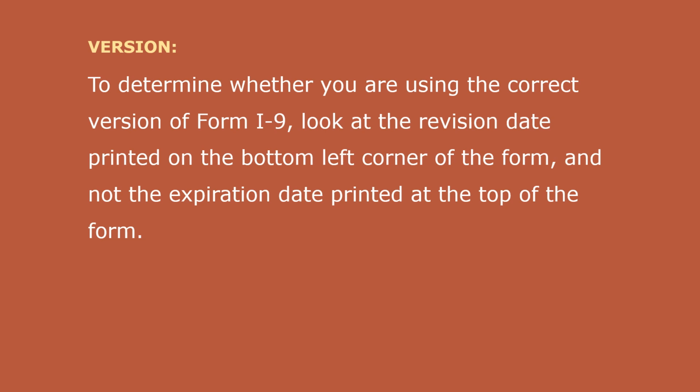Several versions of Form I-9 Employment Eligibility Verification have been issued since the form was first introduced in 1987. Not all versions are valid for use. To determine whether you're using the correct version of Form I-9, look at the revision date printed on the bottom left corner of the form, and not the expiration date printed on the top of the form.